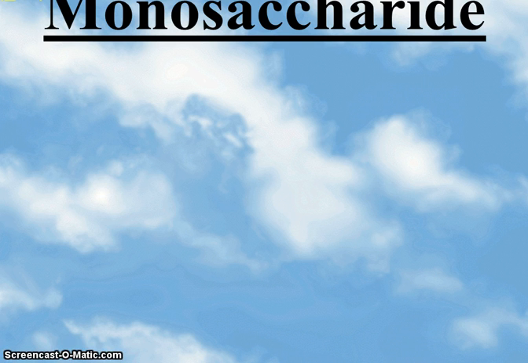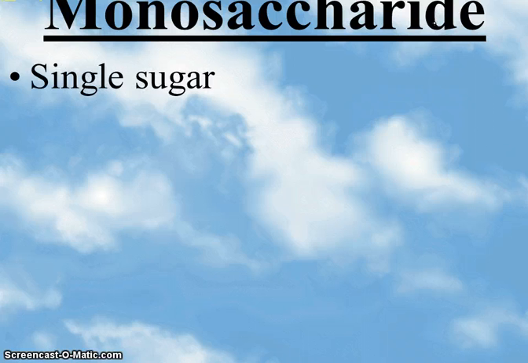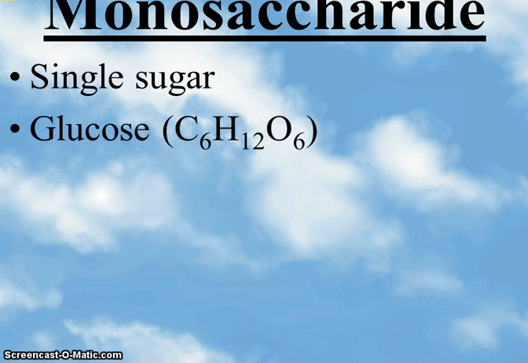monosaccharides. The prefix mono means 1, and saccharide means sugar. So monosaccharides are simple sugars. And they're going to be used as building blocks for more complex carbohydrates. A good example of a monosaccharide is glucose. Glucose is a simple sugar. It's a carbohydrate, so it contains carbon, hydrogen, and oxygen. And the ratio of hydrogen to oxygen is in that 2-to-1 ratio.